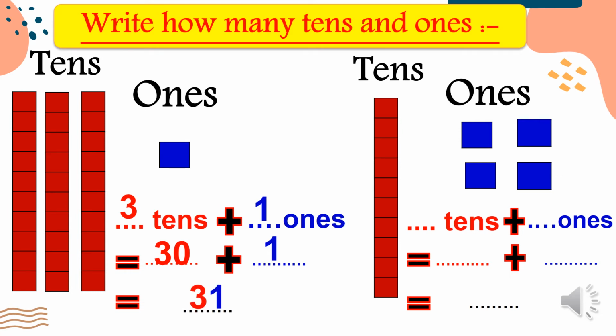Next, I have here 1 stick, so in tens I will put 1. In ones I have 1, 2, 3, 4. 4 in ones, so 1 ten equals, in tens I put a 0, so its value equals 10. In ones, no 0, so its value equals 4. So 10 plus 4 equals 14.